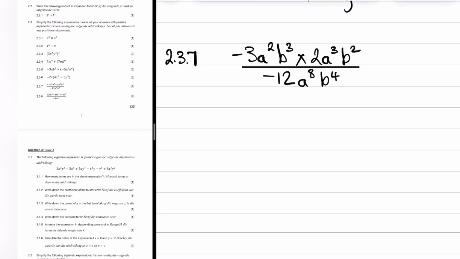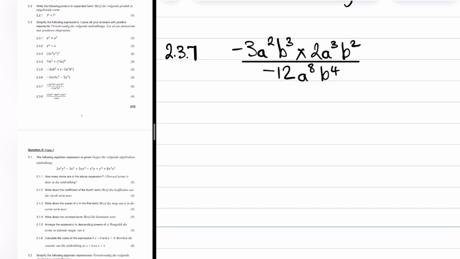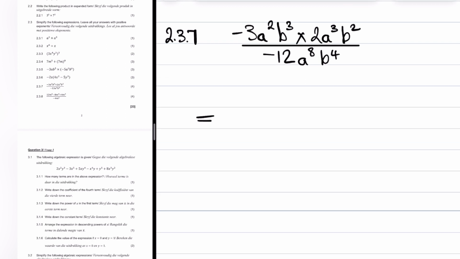Ons kan dan net vermenigvuldig en deel en ons wette toepas. Ek sal verkieslik eers in die teller werk, so bo, en dan sal ek in die noemer werk. In fact, we can't really work in the denominator until we've sorted out the numerator, so we are going to simplify the numerator first and then we will do the division afterwards. And if you look at the numerator, we've got -3 multiplied by 2, so the numbers will give us a -6. Then looking at the variables that are the same, a to the power 2 multiplied by a to the power 3 gives us a to the power 5.